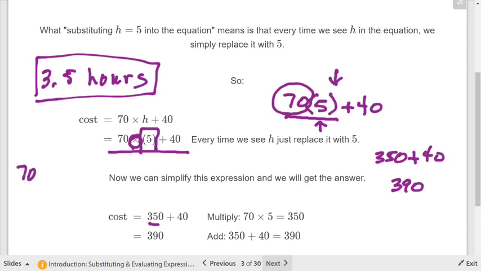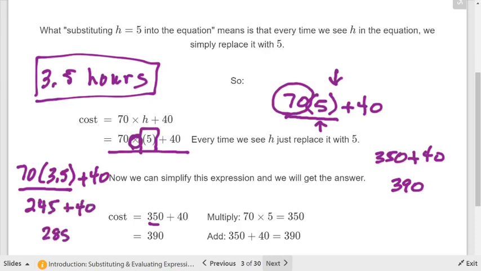Right, so we've got 70 times our value plus the 40. Right, so there's the substitution. And then it was 245 plus 40. So you multiplied the 70 times the 3.5 and you got 245. Then plus the 40, which gives you 285. 285. Yay! I got it right.